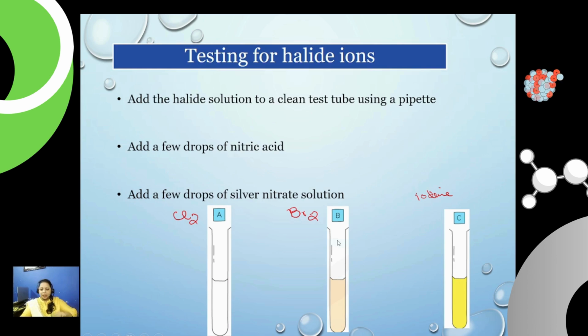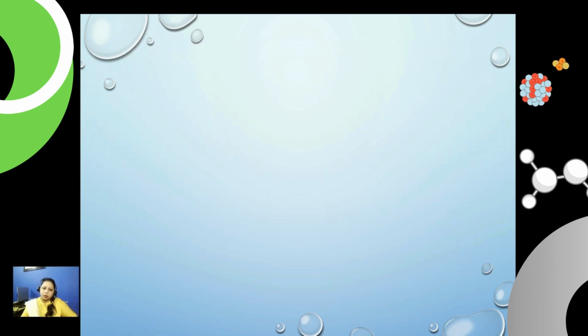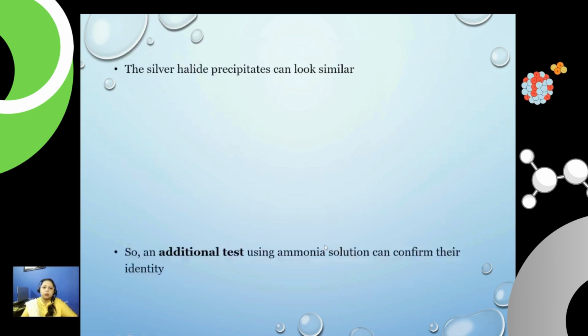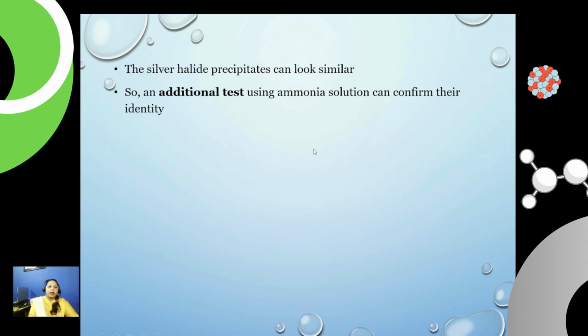But sometimes it feels that maybe the chloride and bromide precipitates are quite similar. If you perform the test, you might feel that these are similar. Now how to differentiate them? It's not that easy to differentiate between these two colors. Though they look really different over here, when you actually perform it in the lab, they might seem similar. So what you do then is add ammonia solution to further confirm their identity. So the additional test is to add the ammonia solution.